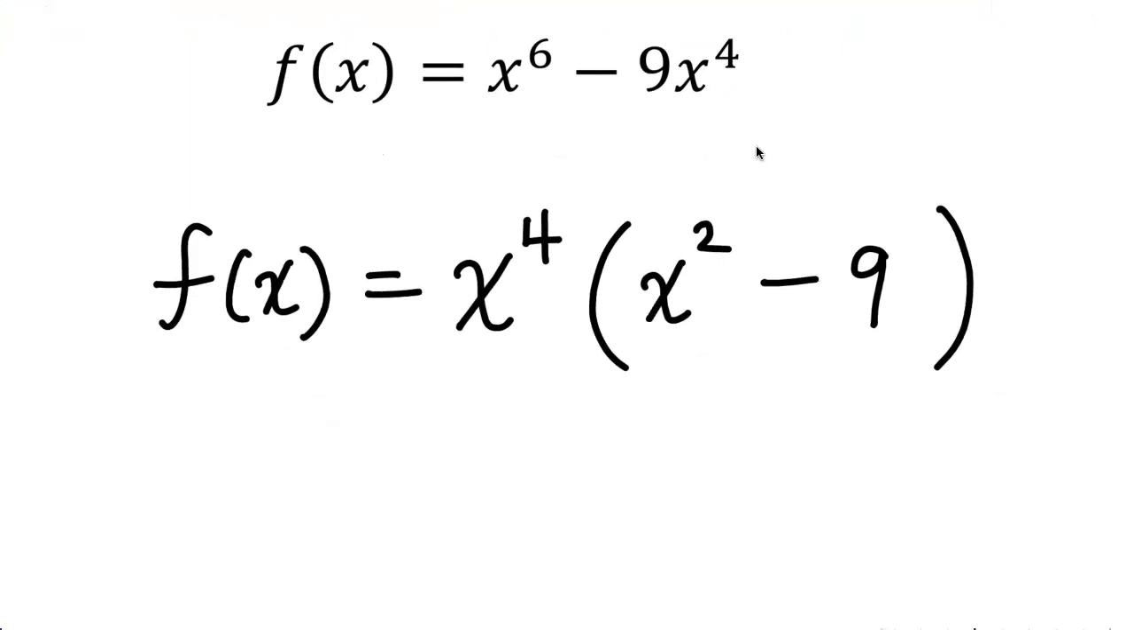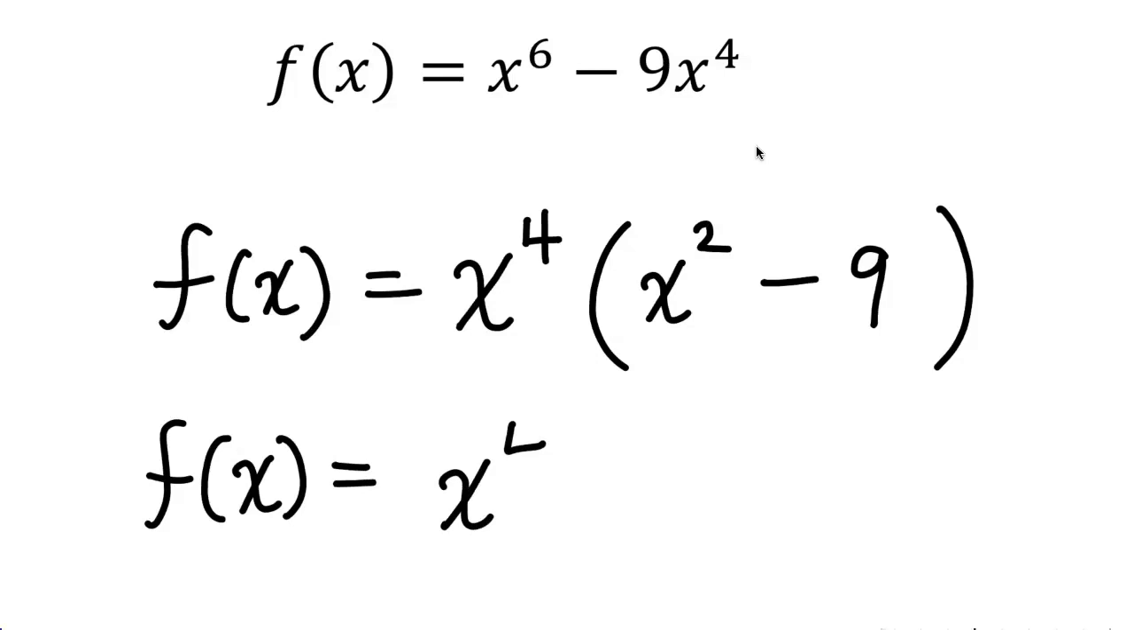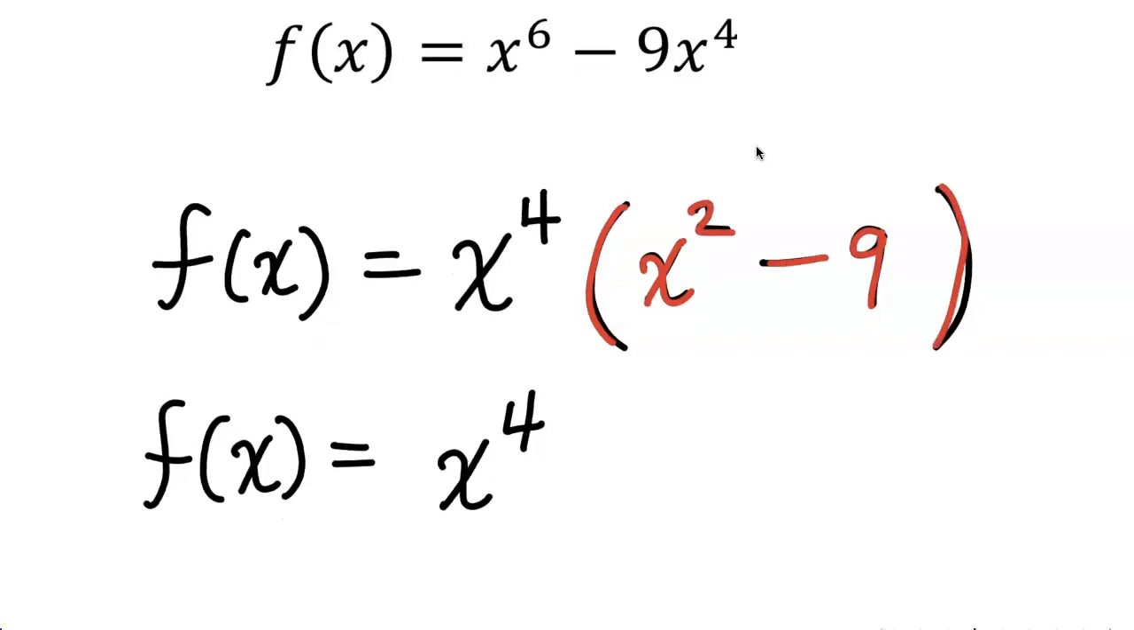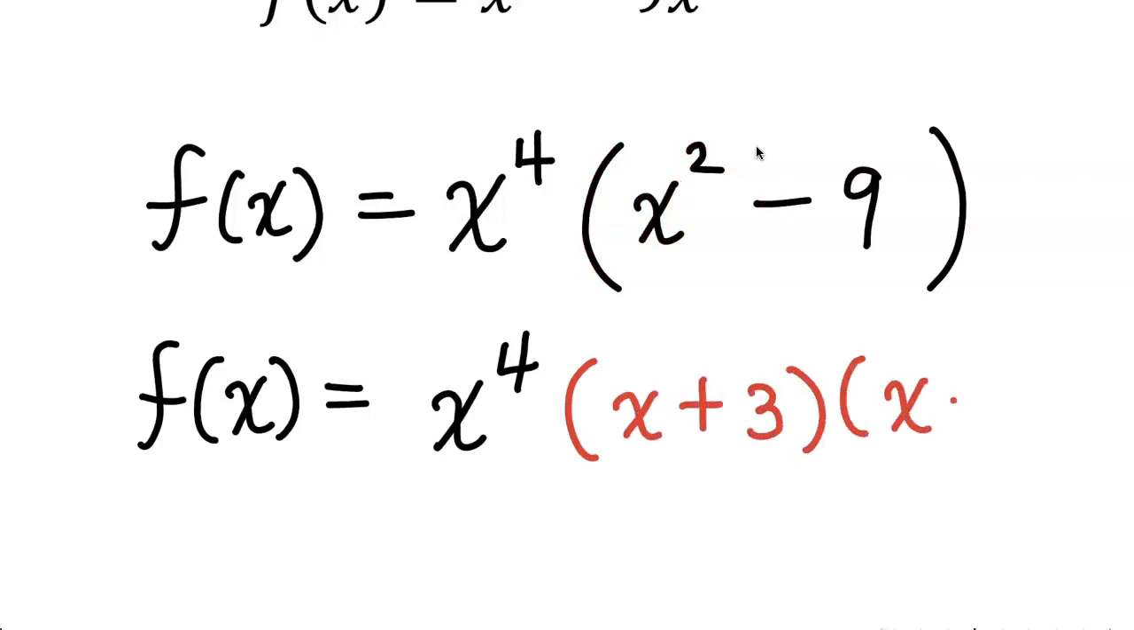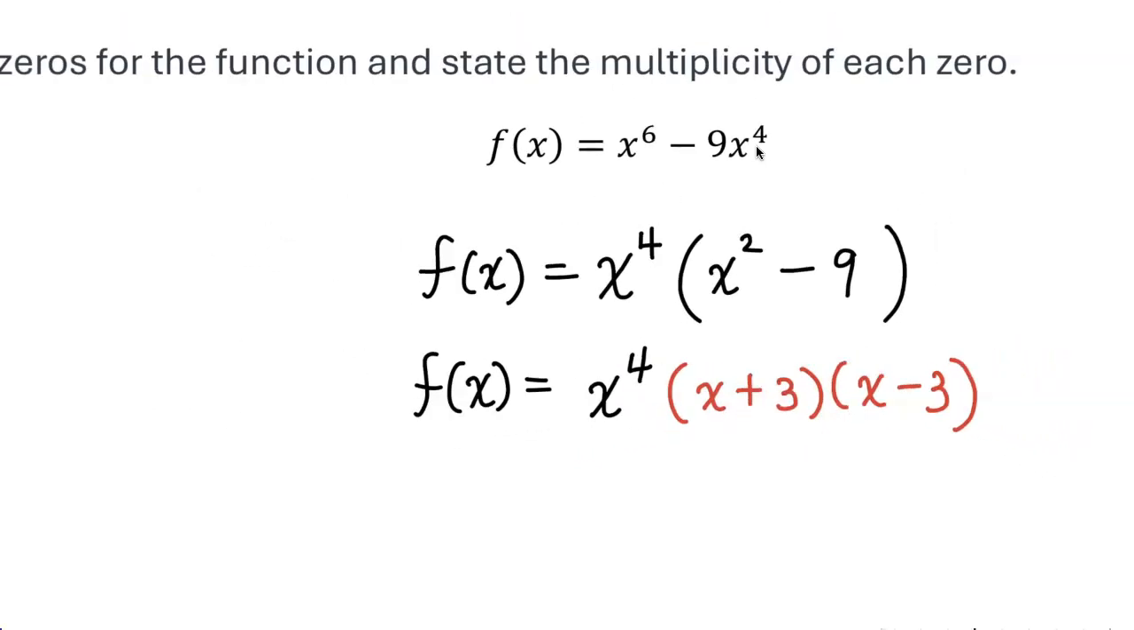But now notice that binomial right here, x squared minus 9, that's a difference of perfect squares. Let's break that down this time. So that expression will now break into x plus 3 times what? X minus 3, right? So we got f of x completely factored out, okay?